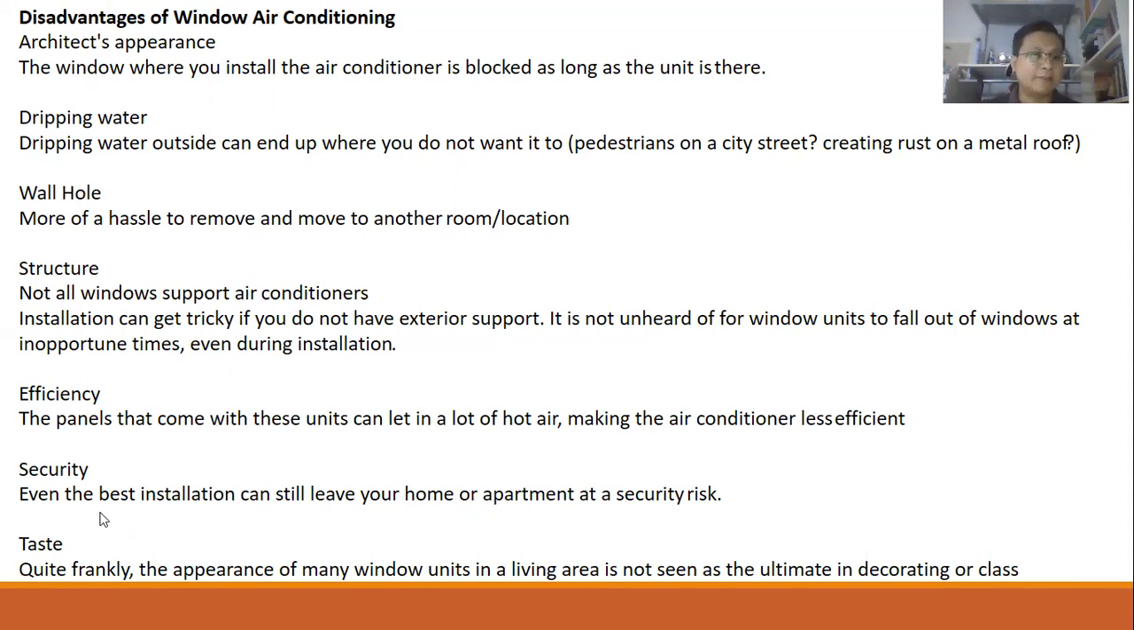About security, even the best installation can still leave your home or apartment at a security risk, because it is easy to remove from the wall. So once installed, maybe we need to cover it with a grill, to protect it from being stolen by somebody.